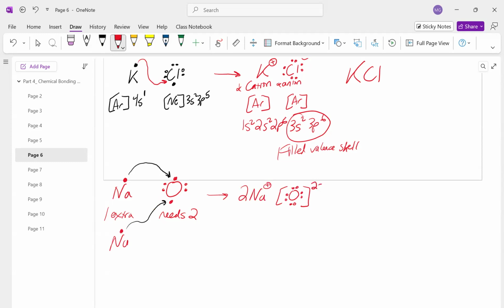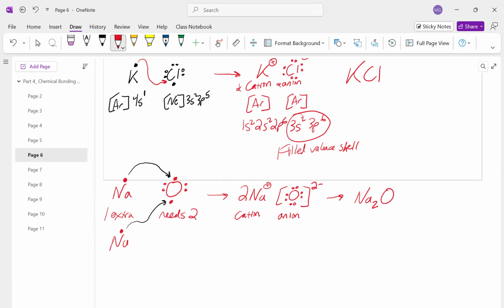Notice what the charge of that oxygen is, though. It's 2 minus. Why is it 2 minus? Because it accepted 1 electron from one sodium and a second electron from the other sodium. So again, we have a cation and an anion. And the way we would represent the formula for this is we would use this subscript of 2 to indicate that there's 2 sodiums and then there's one oxygen.